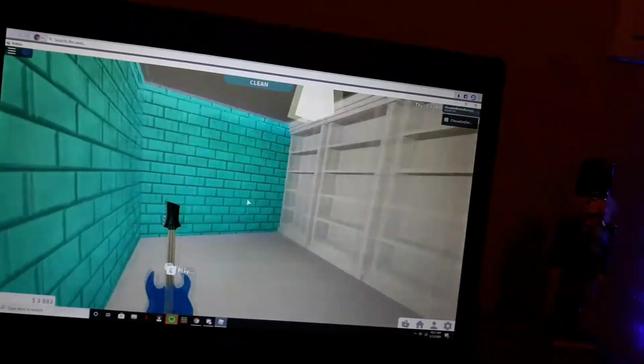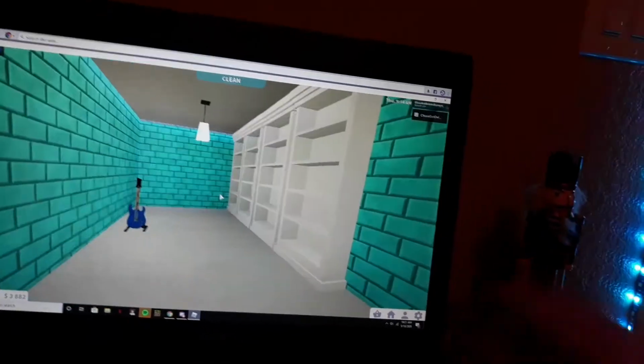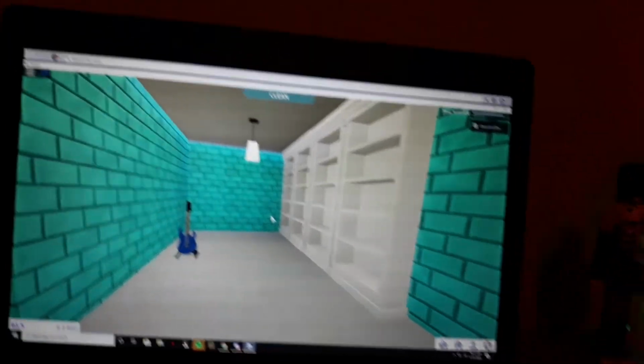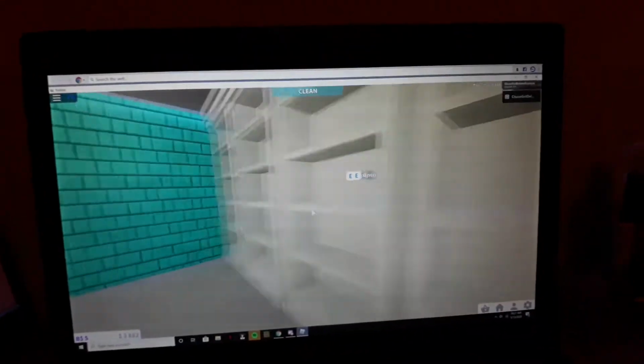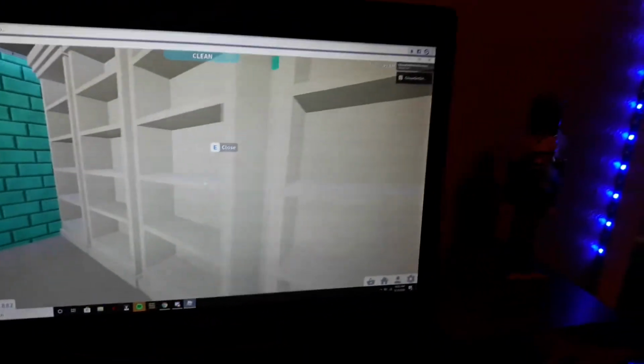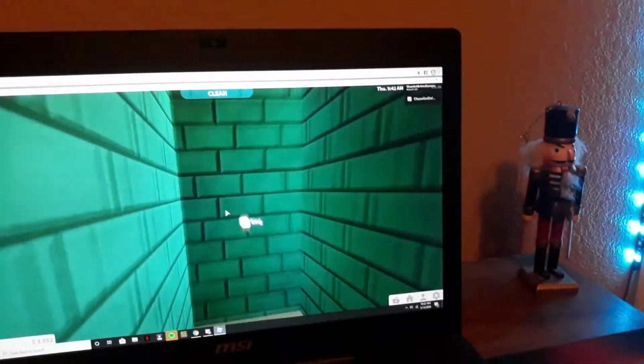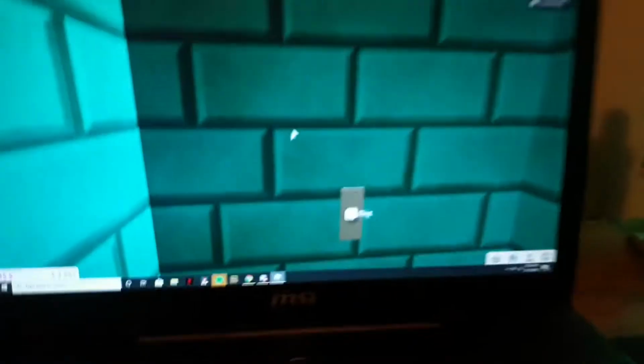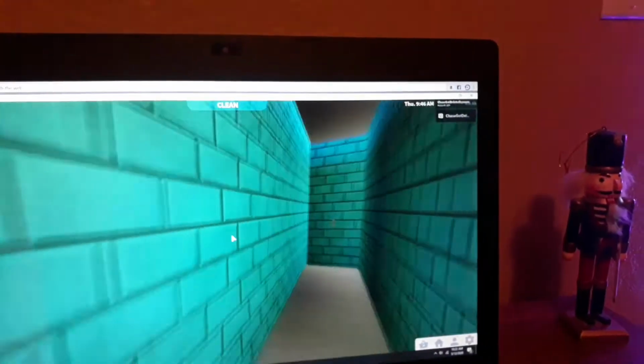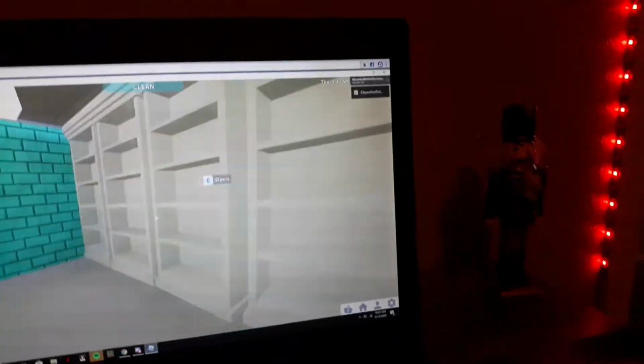Then right here is the stage. You have to be warned of the animatronics. You know there's not any of them right now, but there will be. Then right here is the other secret door, with another doorbell right there. I just rang it.